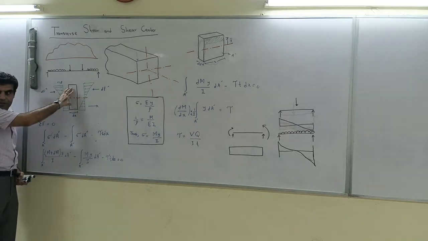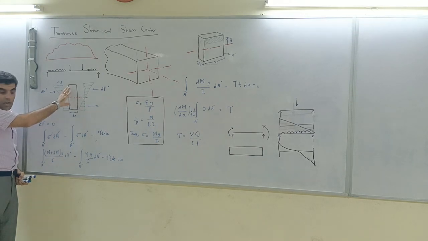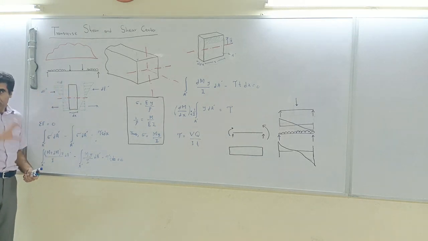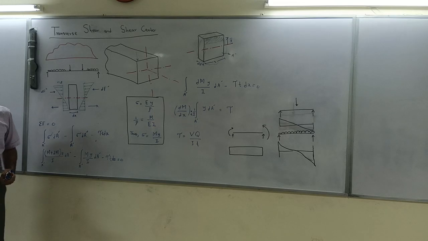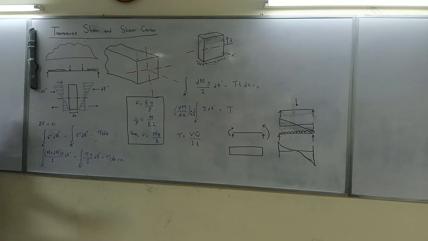Every cross section is under either compression or tension. What I am saying is that if I have a structure and I bend it, what will happen? The region below the neutral axis is under tension, and the region above the neutral axis is under compression. So that's where the compression and tension is coming from.